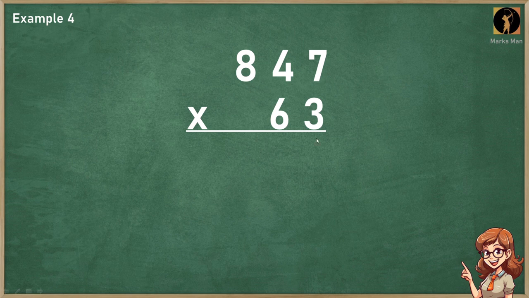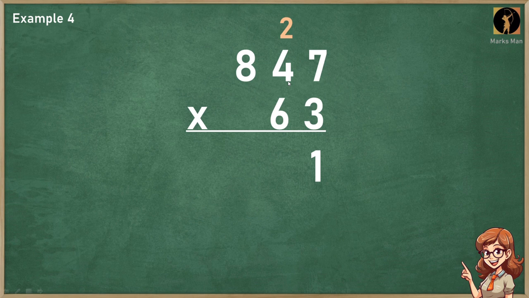So, the first step is multiply the ones place of the multiplier to each digit in the multiplicand, starting from the ones place, which is 7. So 7 times 3, that is 21. But 21 is a two-digit number, so you need to regroup it. So just write 1 below the ones column, and just carry 2 at the top of the tens column.